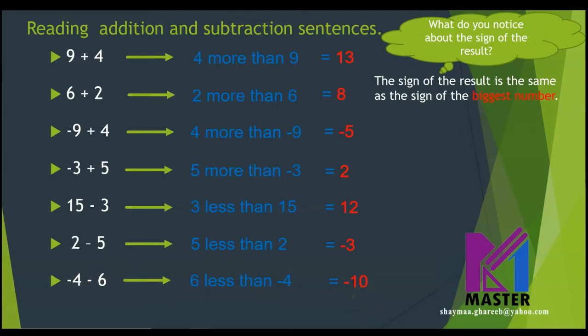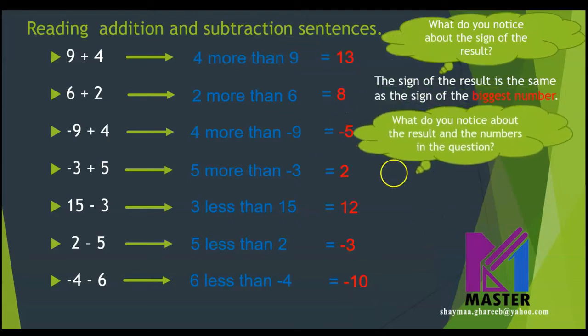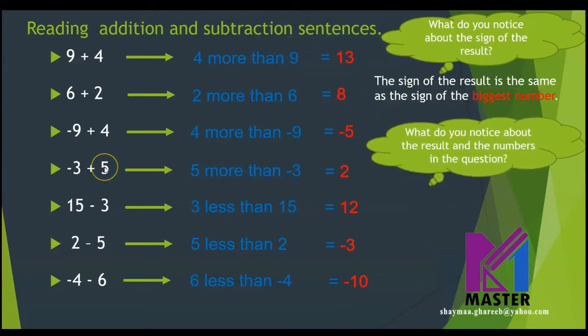Okay, what else can you notice about the numbers in the questions? Here, for example, the first one, I have 9 plus 4, and this is 13. 13 is the sum of 9 and 4. And for the second one as well, 2 plus 6, 8 is the sum. What about this? I have 9 and 4, and the answer is 5. Is 5 the sum of 9 and 4? Of course not. What is 5? 5 is the difference between 9 and 4.